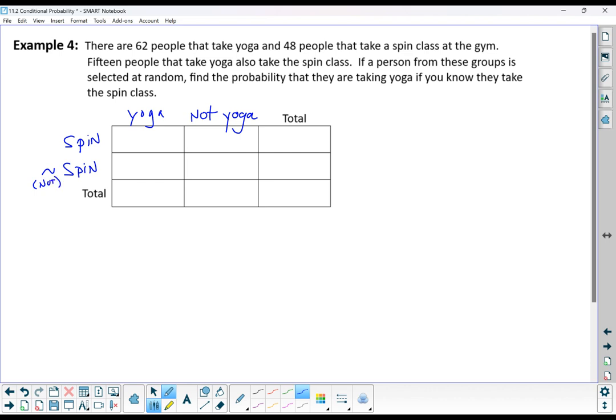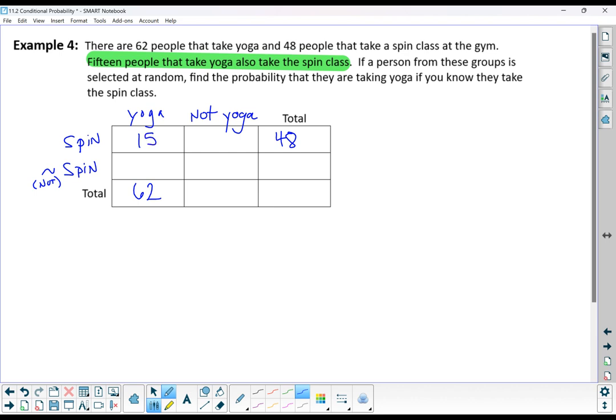Okay, so we know that there are 62 people taking yoga. That's the yoga total. And we know there are 48 people taking spin. That's the spin total. And the other information we have is that 15 people that take yoga also take spin. So this would be the overlap, the people who are in both classes.